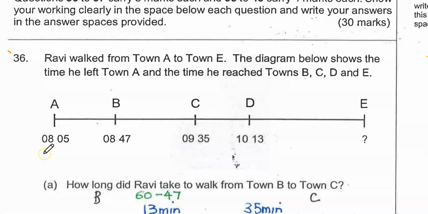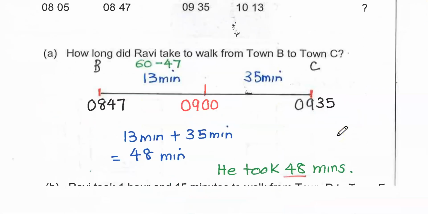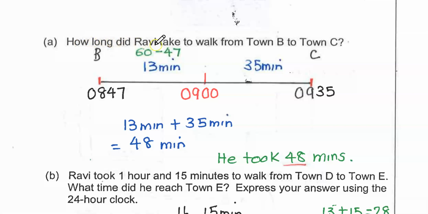Right, section C of mock paper 1. Ravi walked from town A to town E. The diagram below shows the time he left town A and the time he reached all these different towns. Question A. How long did Ravi take to walk from town B to C?